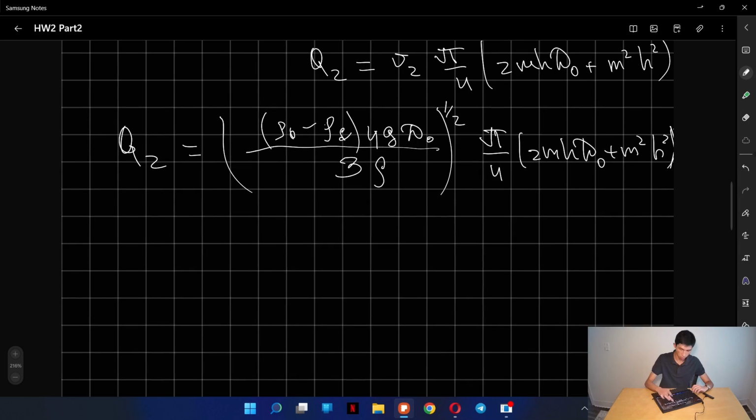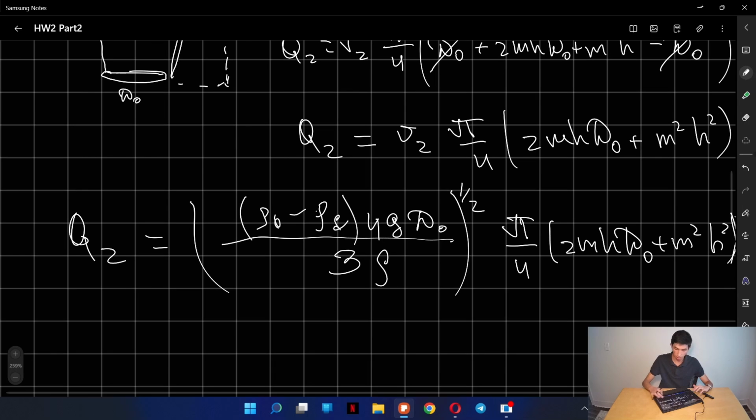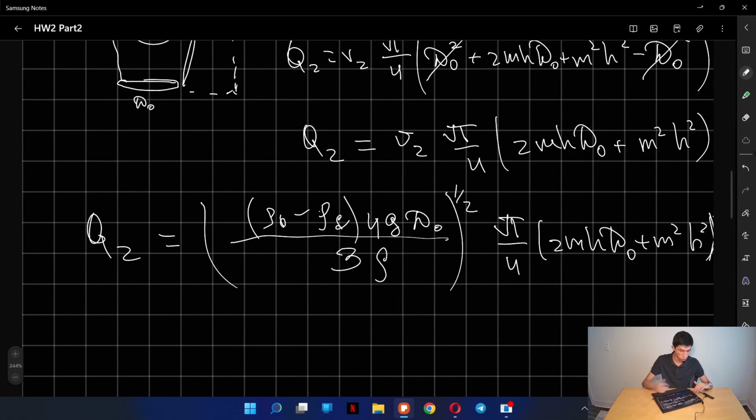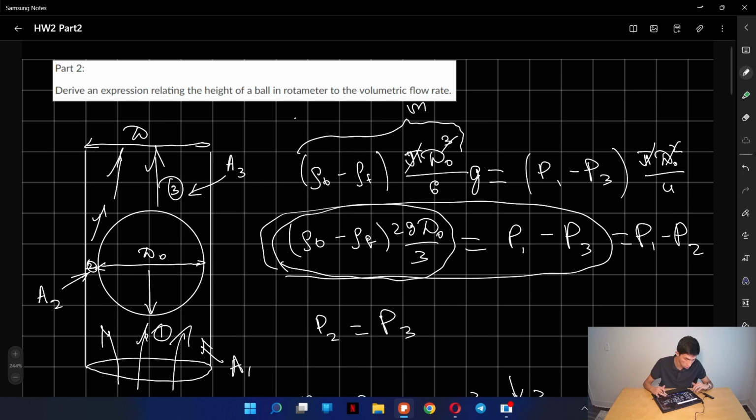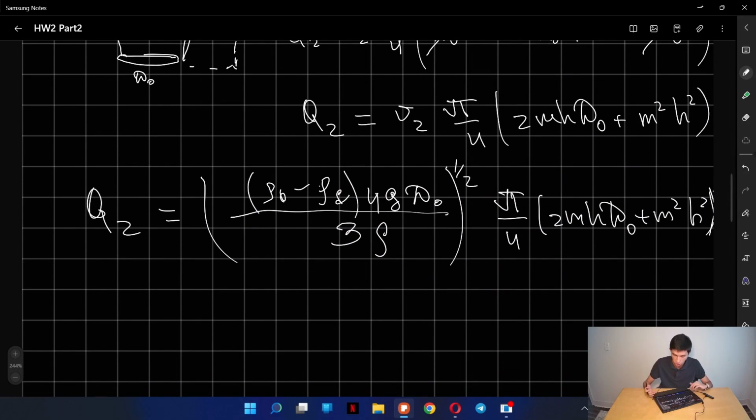So this is how we can relate our height to our flow rate, and that's what we were asking in our question. We needed to find the expression relating the height of a ball in a rotameter to the volumetric flow rate. So now we have our expression in terms of height and other variables that we already know to find the volumetric flow rate at point 2. Okay, thanks for your attention.